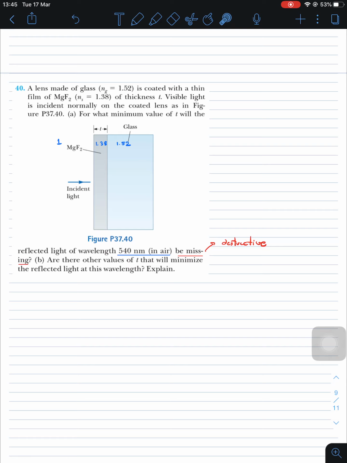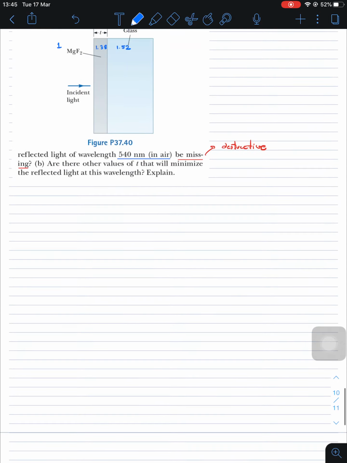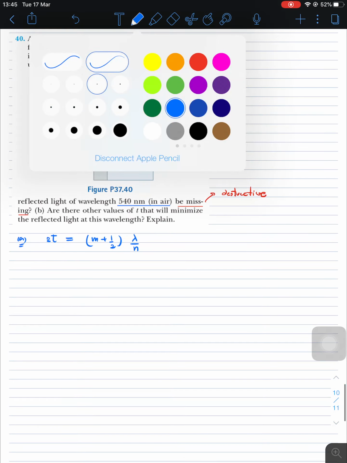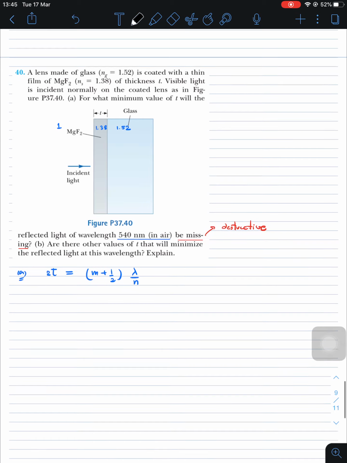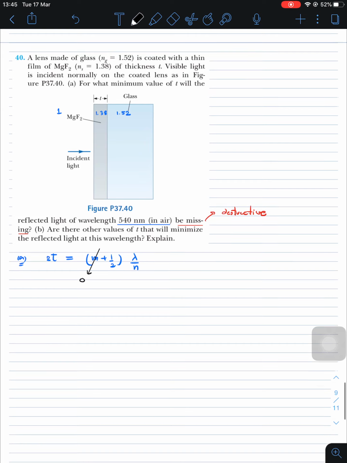Let's see. For destructive interference, we have this equation: 2t equal to (m plus 1/2) lambda over n. So now for part A, we have 2t equal to (m plus 1/2) lambda over n, okay. But we know that we just want to find the minimum value of T. If T is minimum, it means that m must be minimum as well. So what is the minimum m? The minimum m is equal to 0, right?